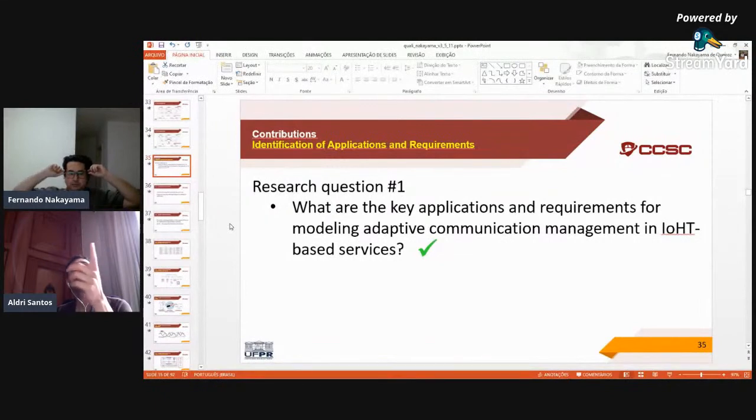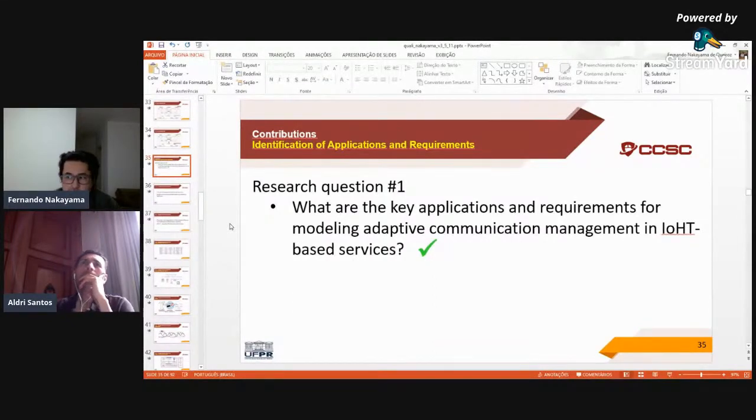Because you said, what are the key application requirements for modeling, and so on. But how do you know that you have an answer for each one of these questions? Your answer is correct? Well, I don't really know how to answer if the answer is correct, but the applications and the requirements for the adaptive communications were the ones we have researched and have just presented until slide 20 something, if I'm not mistaken.